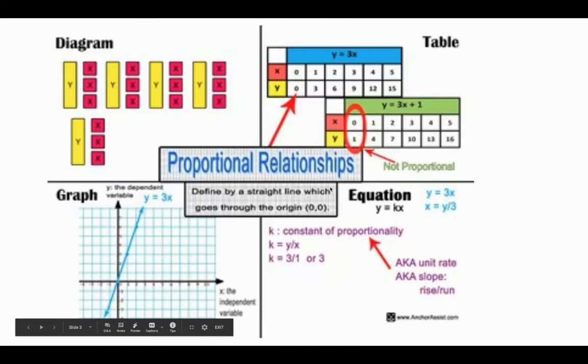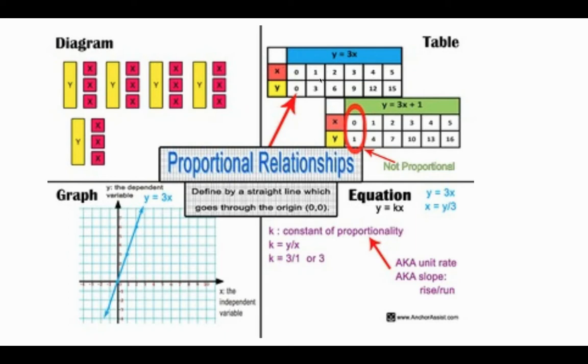All right, so what is proportional relationships? You may remember this from 7th grade. A proportional relationship is defined by a straight line which goes through the origin, 0, 0. And I like to think of proportional relationships like this table. You can see the arrow pointing there. And it starts at 0, 0, and then the x is 1, the y is 3, the x is 2, the y is 6, the x is 3, the y is 9, so on and so forth.